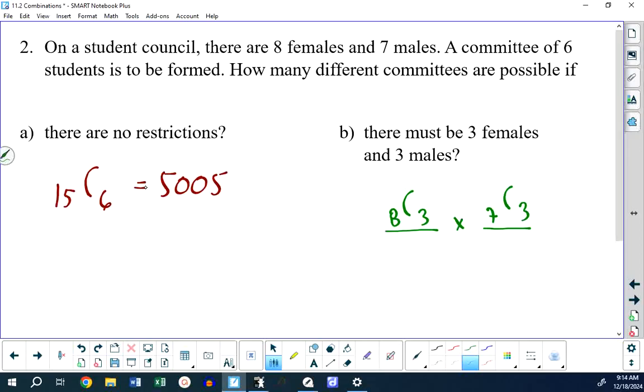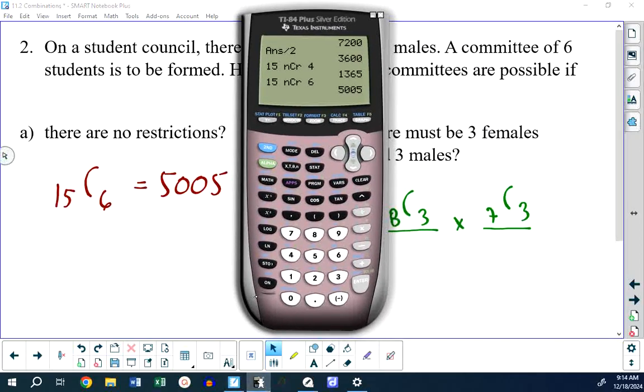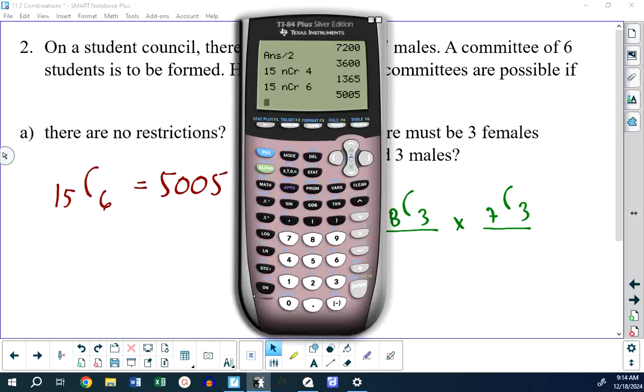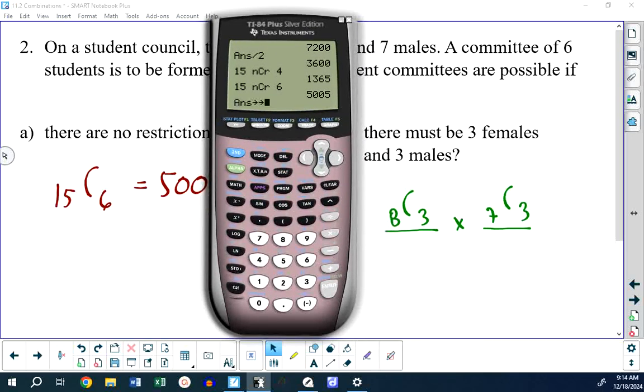We are using the fundamental counting principle because we have to multiply those 2 things together. But to find each one, don't use the fundamental counting principle. It just won't work. So we have 7 choose 3 times 8 choose 3. I mean, you're aware that the order in which I multiply these doesn't matter.